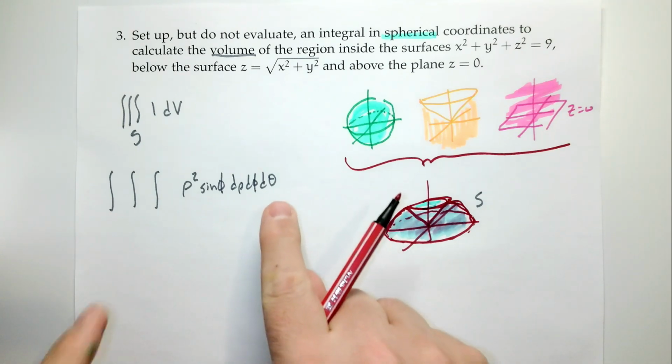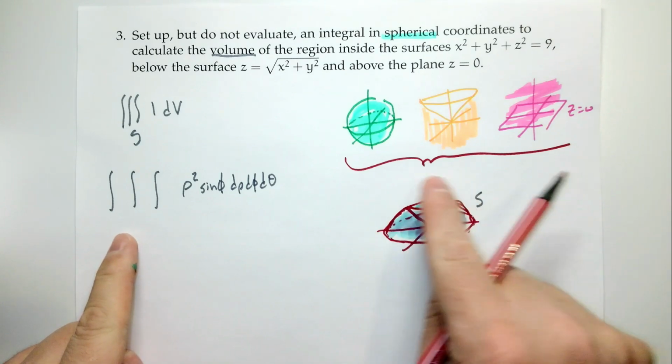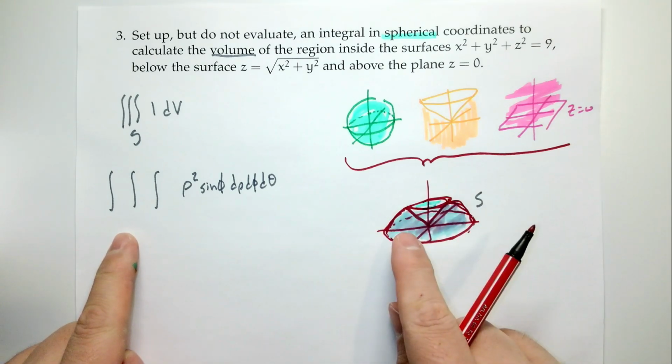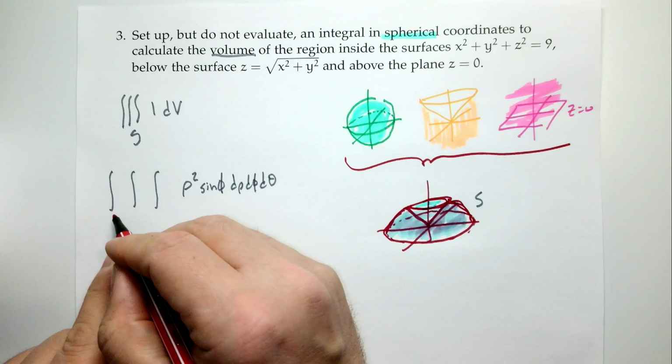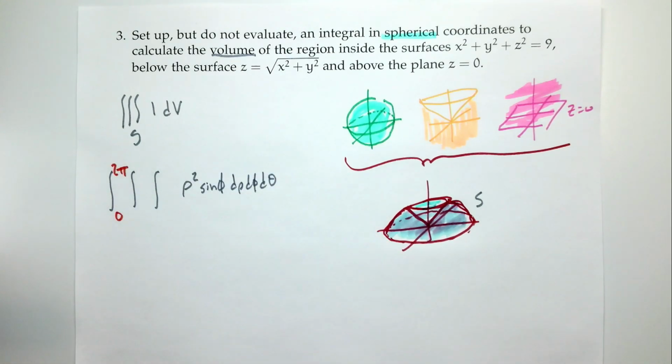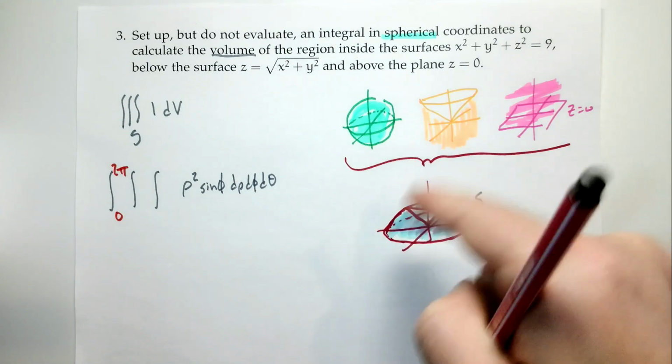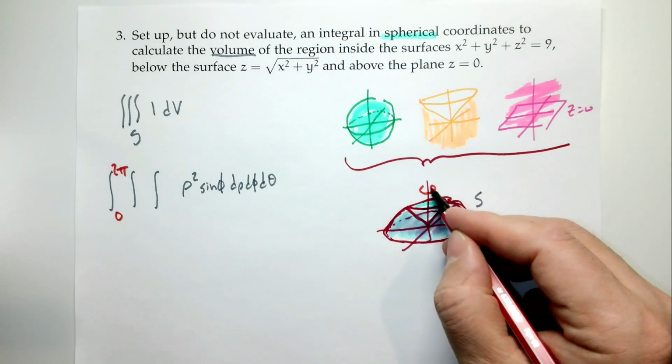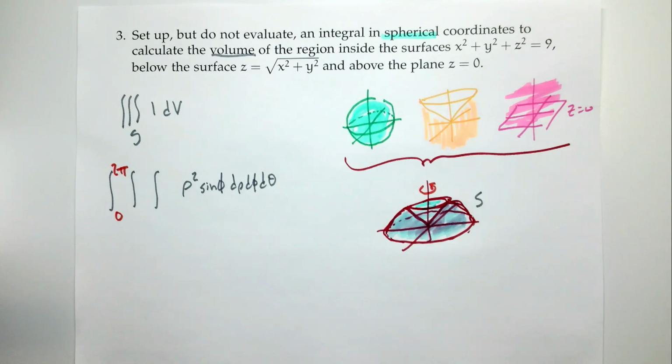First off, our theta bounds. Look at the picture. This is going all the way around. That means that theta goes 0 to 2 pi. That's easy to see. If you have complete symmetry around the z-axis, which is what we have here, then theta goes 0 to 2 pi. No surprises. How about phi?